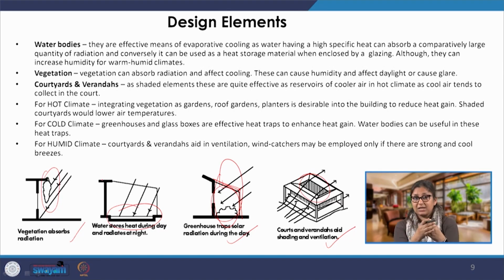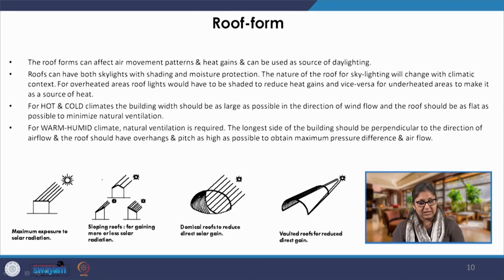Now, in composite climate, where we have extreme summer and also extreme winter, we may want a specific type of vegetation which shades and absorbs the radiation during summers, and in winters it sheds its leaves and allows the radiation to come directly to the building. So, the choice of vegetation, and where the vegetation has to be, is also one of the design elements.